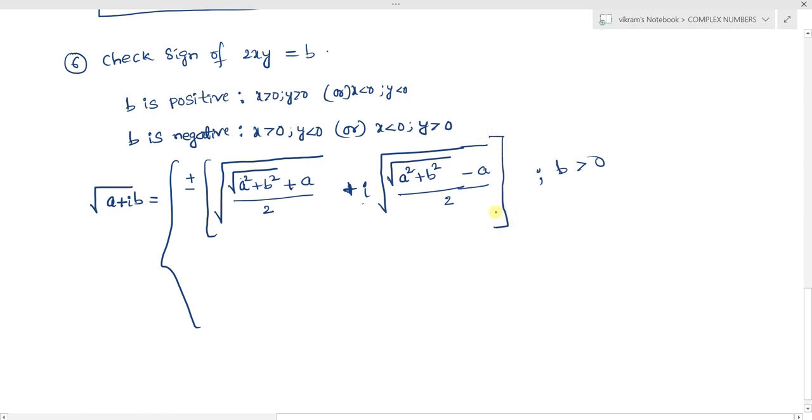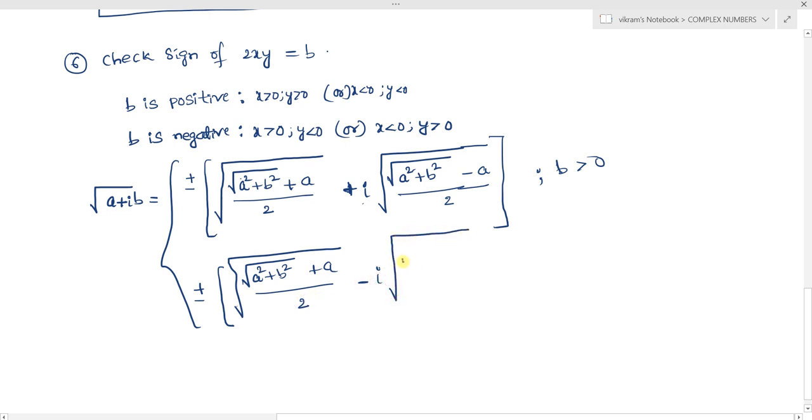So x plus iy, plus or minus. If b is negative, what do we get? Plus or minus square root of square root of a square plus b square plus a by 2 minus i into square root of square root of a square plus b square minus a by 2, which is for the condition b less than 0.